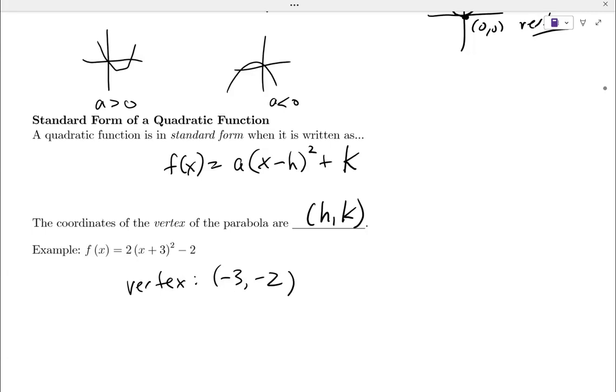So what we'll spend next time talking about is how we put these in standard form. Okay? And like I said, we'll have a couple of ways to do that, and then we'll also look at some application problems. Right? So we'll talk about that next time.